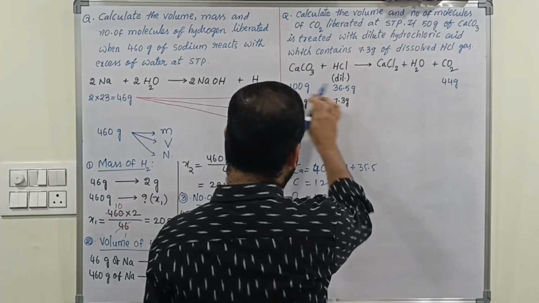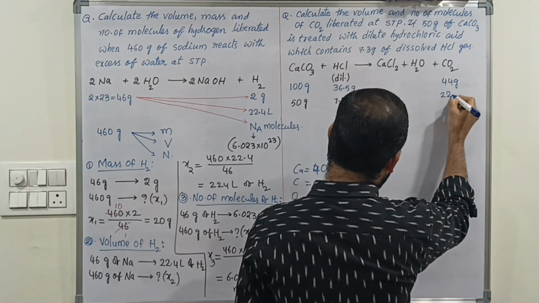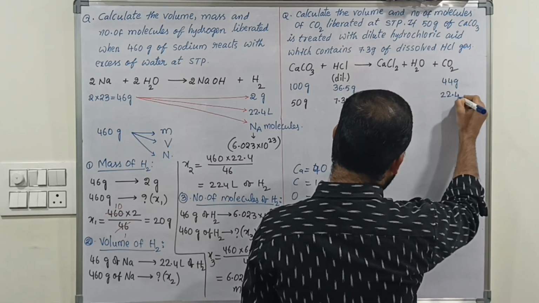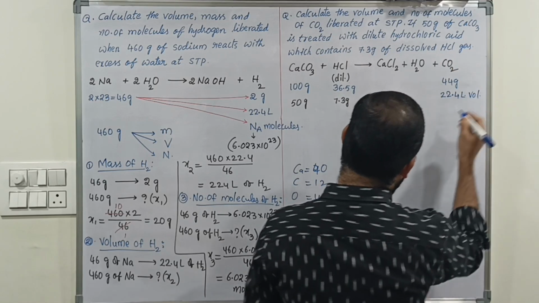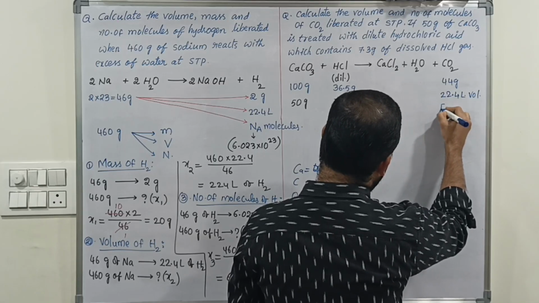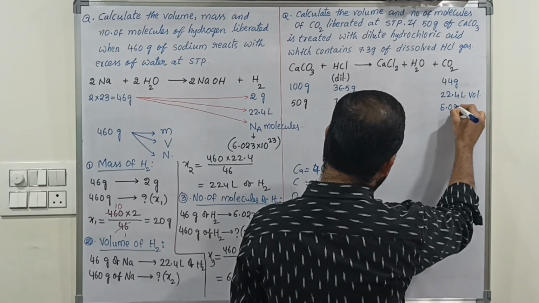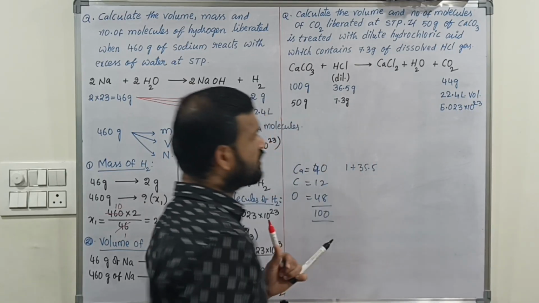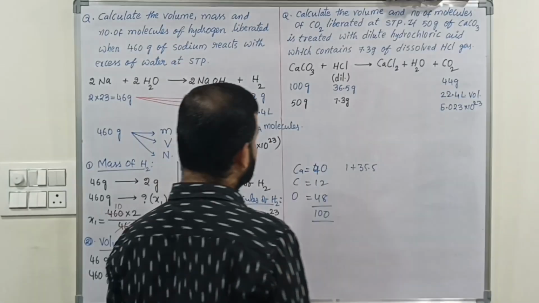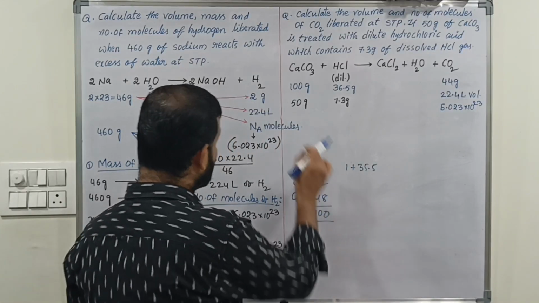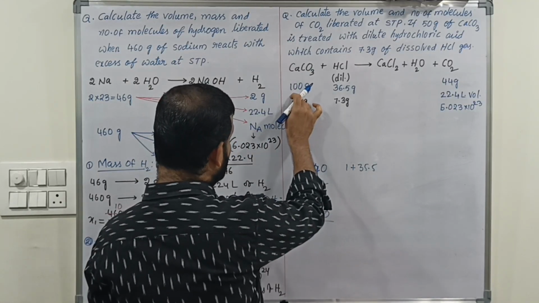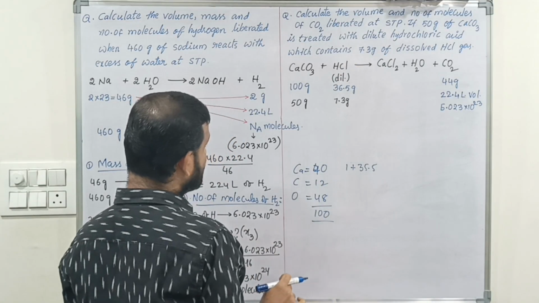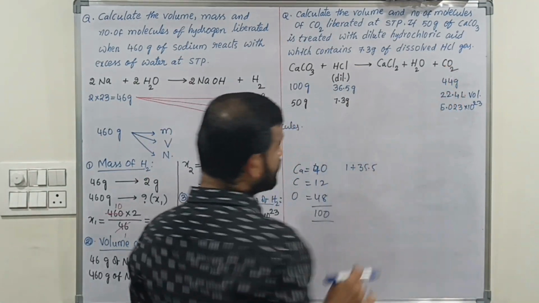At STP, the same 22.4 liters. How many moles of CO2 gas is liberated? 1 mole, so that is 22.4 liters of volume. And how many molecules of CO2 does it contain? 6.023 into 10 power 23 molecules. Understand? Here 100 grams of calcium carbonate is reacted with 36.5 grams of HCl, then 44 grams of CO2 is released.